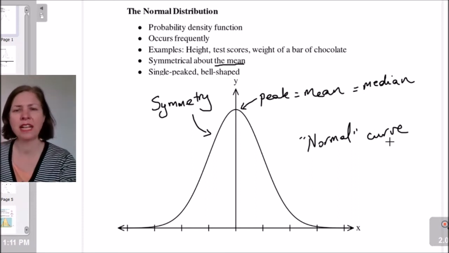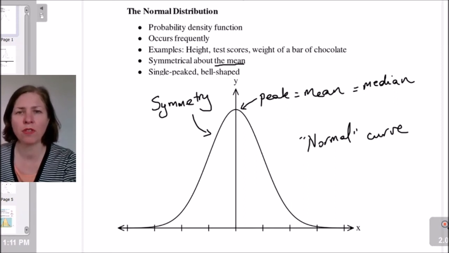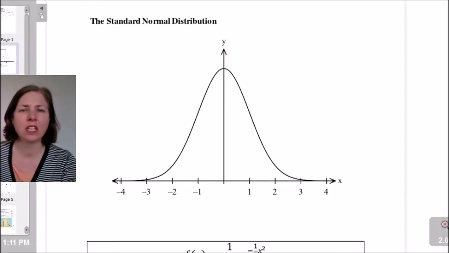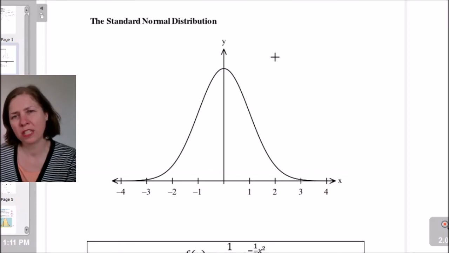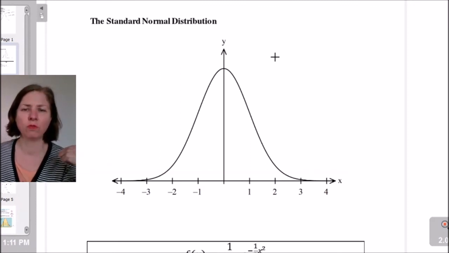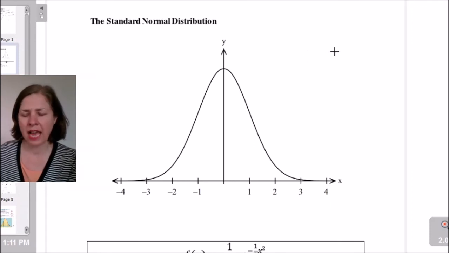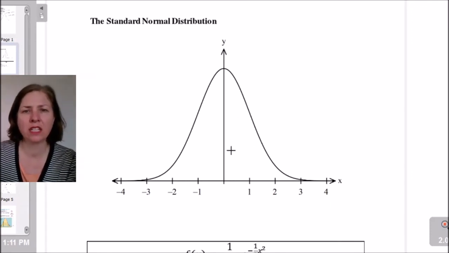Okay, so that's our introduction to the normal distribution. So let's look at it in a little bit more detail. We're going to first look at something called the standard normal distribution. Now, this is not actually one you'll find in the real world, but what we do is we transform those into the standard normal, so we've got something in common to compare it to. So let's look at some properties of the standard normal distribution.